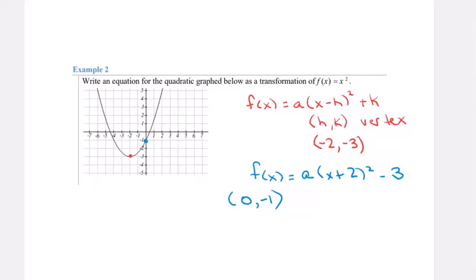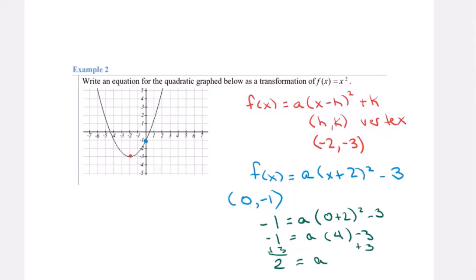Let's do it in a new color. So we have -1, because f of x is the same as y, is equal to a times 0 plus 2 squared minus 3. Minus 1 is equal to a times 2 squared, which is 4, minus 3. I add 3 to both sides. This becomes 2a. The -3 and +3 will cancel. We can say this is 4a.